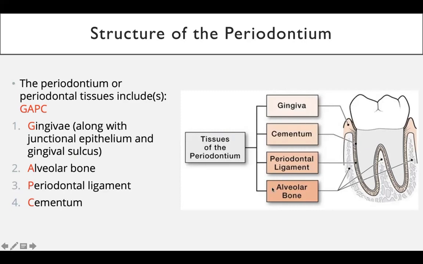And then we have A, alveolar bone, the socket for the teeth. And then we have periodontal ligament between the teeth and the alveolar bone. And then there is cementum, a layer towards the dentin. So this is the structure of periodontium, a revision.